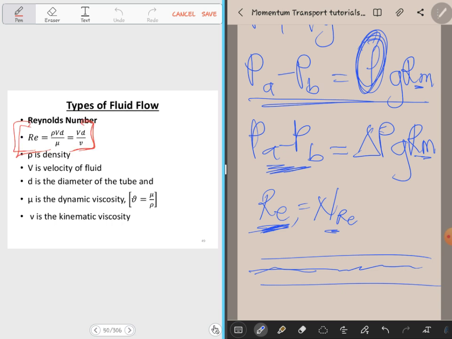So the experiment is what gives out these numbers, and most of the time there's a range. The range is that when this Reynolds number is greater than 2100, generally we are seeing that the flow within a particular system is turbulent, so it's wavy. But if it's less than 2100, we say it's laminar.